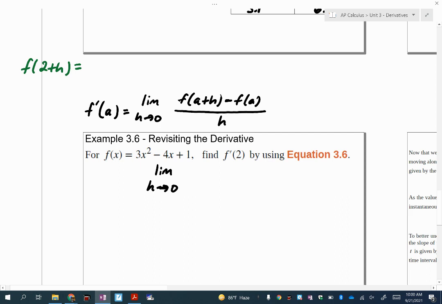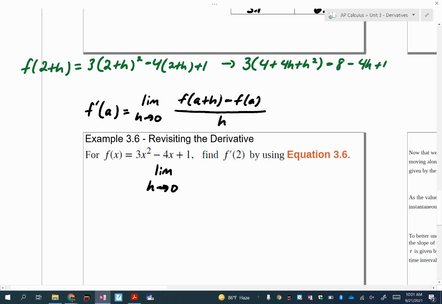A is 2. So I'm plugging in 2 for a. So now I have 3 times 2 plus h squared. This makes more sense. Minus 4 times 2 plus h plus 1. All right. Do the same thing, expand the binomial. You get 4 plus 4h plus h squared minus 8 minus 4h plus 1. Distribute: 12 plus 12h plus 3h squared minus 8 minus 4h plus 1.